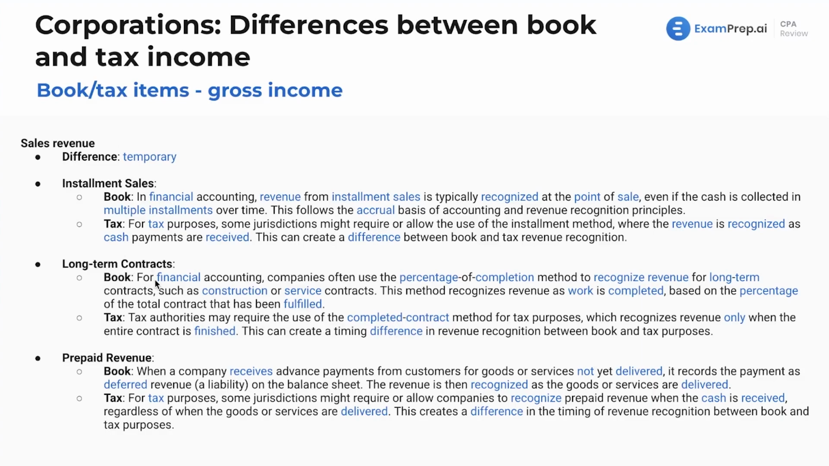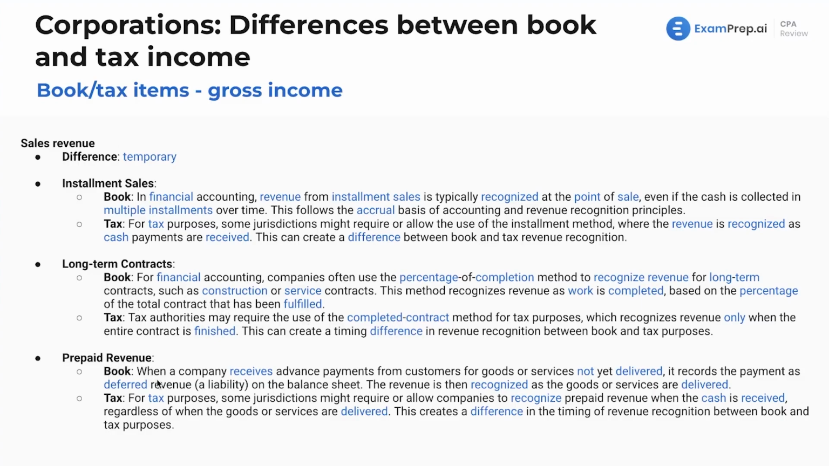Long-term contracts. Now, construction, again, there are a lot of similarities with the financial exam, the percentage of completion method. We've got long-term construction or service contracts. This is going to be a method where you recognize revenue as work is completed, based on the percentage of the total contract that has been fulfilled. Now, for tax purposes, tax authorities may require the use of the completed contract method, basically saying you're only going to recognize revenue when the entire contract is finished. This also will create a timing difference because you're recognizing the revenue at different times depending on the situation.